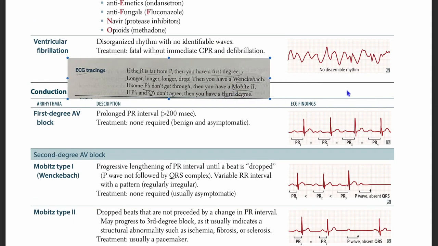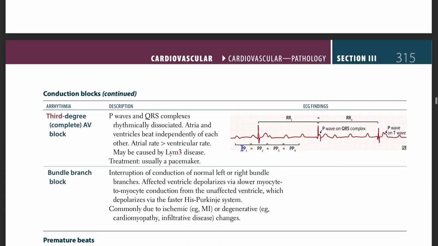Know these. Again, if the R is far from P, then you have first degree. Longer drop, then you have a Wenckebach. If some P's don't get through, then you have a Mobitz 2. And if P's and Q's don't agree, then you have a third degree. Okay.